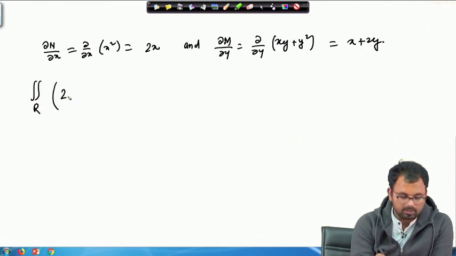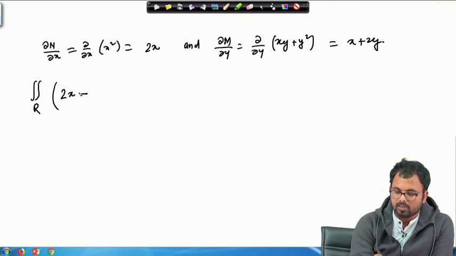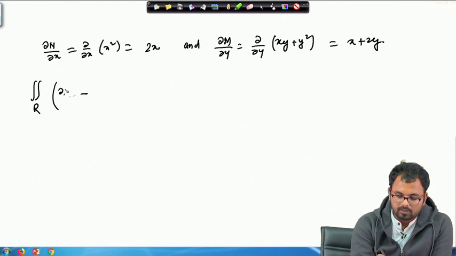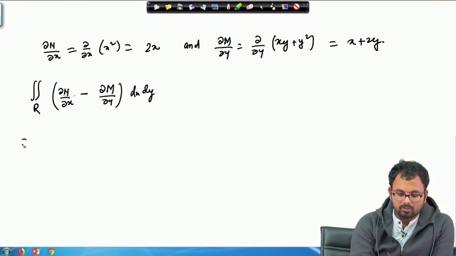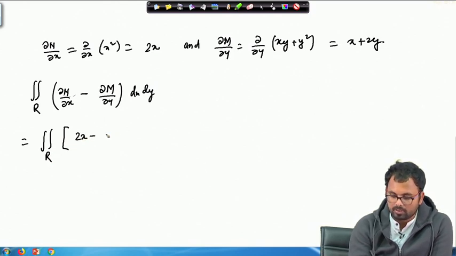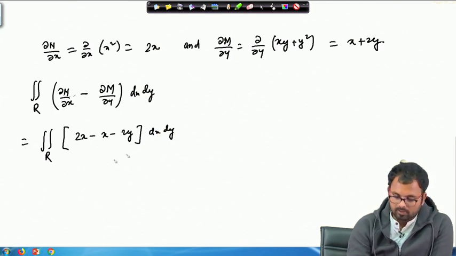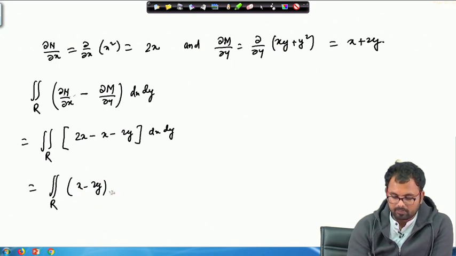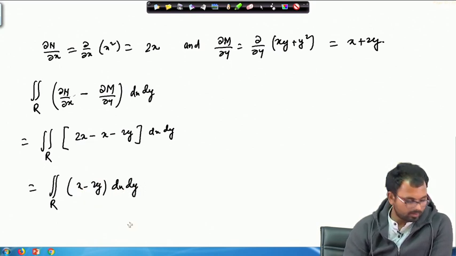So, ∂N/∂x, which is 2x, minus ∂M/∂y. Let me write the expression. So, we have ∂N/∂x minus ∂M/∂y, dx dy. So, the surface integral over the region R, ∂N/∂x minus ∂M/∂y would be 2x minus (x plus 2y), and then this is dx dy. So, this will ultimately be the integral over R of x minus 2y dx dy, right.